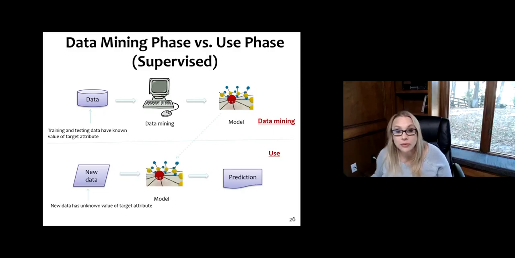So you have some new data that has been generated by your processes, and then you are trying to use that model that you derived from your data mining process to fit it to the new data to try to derive a prediction. So is that customer going to churn or not? Or is that customer going to default, based on the target attributes that you have identified? And then you are trying to make a prediction.